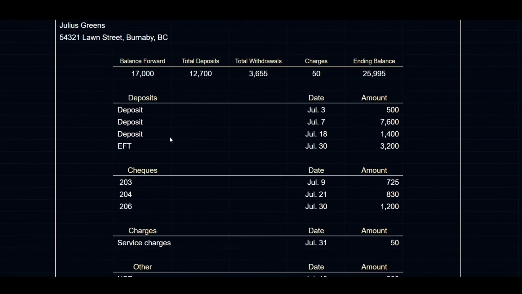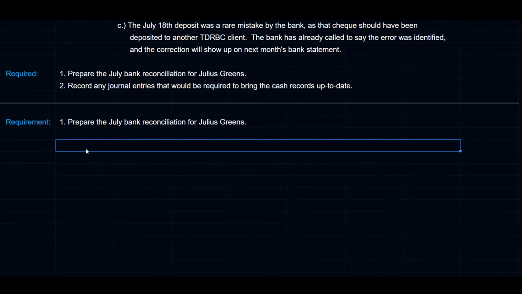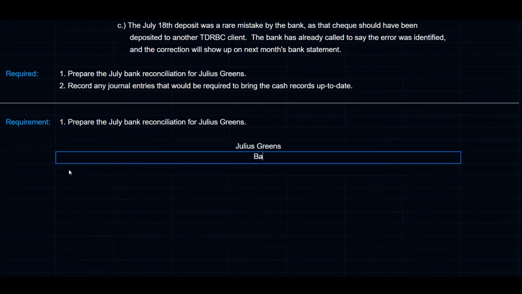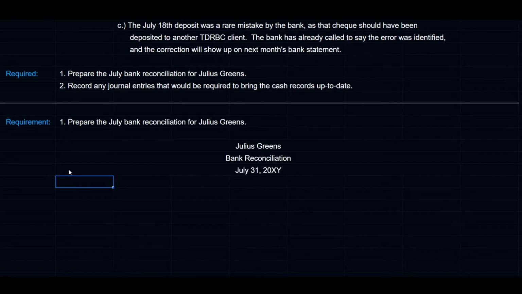So let's take the information that we have and start to do a bank reconciliation. We need to begin with the legal name of the business, Julius Greens. Then we should indicate what it is that this document is called. It's called the bank reconciliation. And we should put down the date. So this is the bank reconciliation as of July 31st for some year. We weren't given the year.